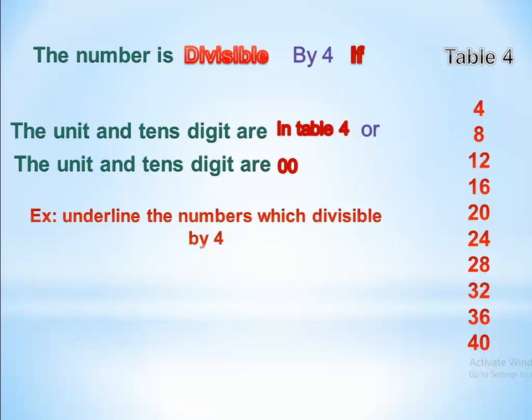Like, which one is divisible by 4? In the first case, the unit and tens are zeros, so it's divisible by 4. 23: the unit and tens are not in table 4. We don't have 23 here, so it's not divisible by 4. 50 also is not divisible by 4. 24 exists in table 4, so it's divisible by 4. So the numbers 200 and 2124 are divisible by 4.